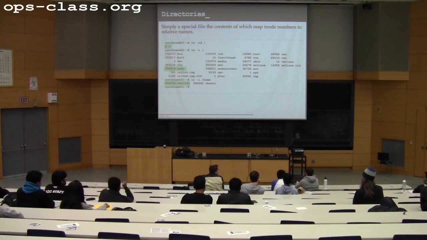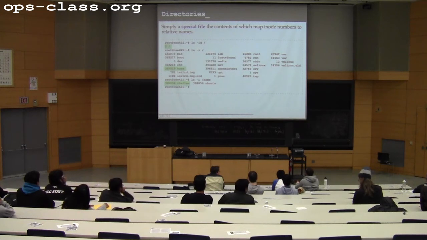What's that? Yeah, just like AAA or something. I don't know. So yeah, if you create a lot of directories, you can run out of inodes. The directories chew up inodes as well. It's a good question. So, why is it nice to allow directories to be like files?